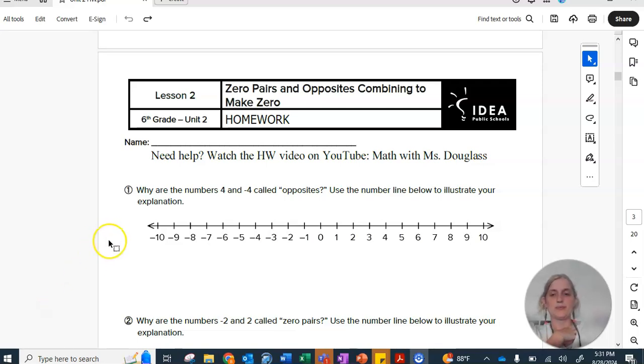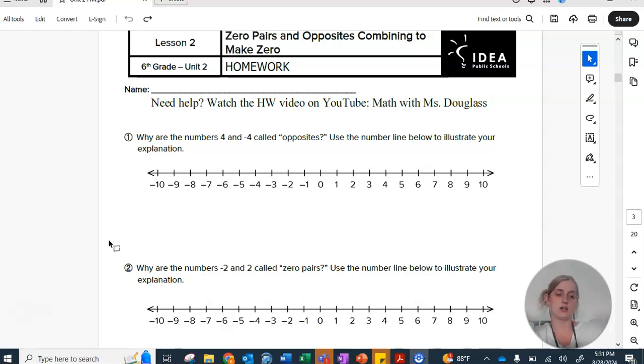Okay, so problem number 1 is asking why we call opposites opposites. You can use the example that I gave you of 4 and -4. I know that you know those are opposite numbers, but what I'm looking for in pictures and in words is an explanation of what the definition of opposites is.